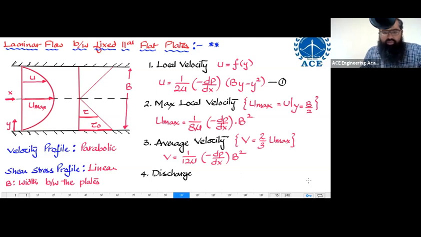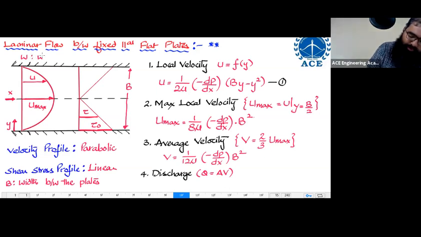Discharge over here is Q. Q is equal to area times velocity. Let us say there is some width W perpendicular to screen, perpendicular to the paper when you take the printout.